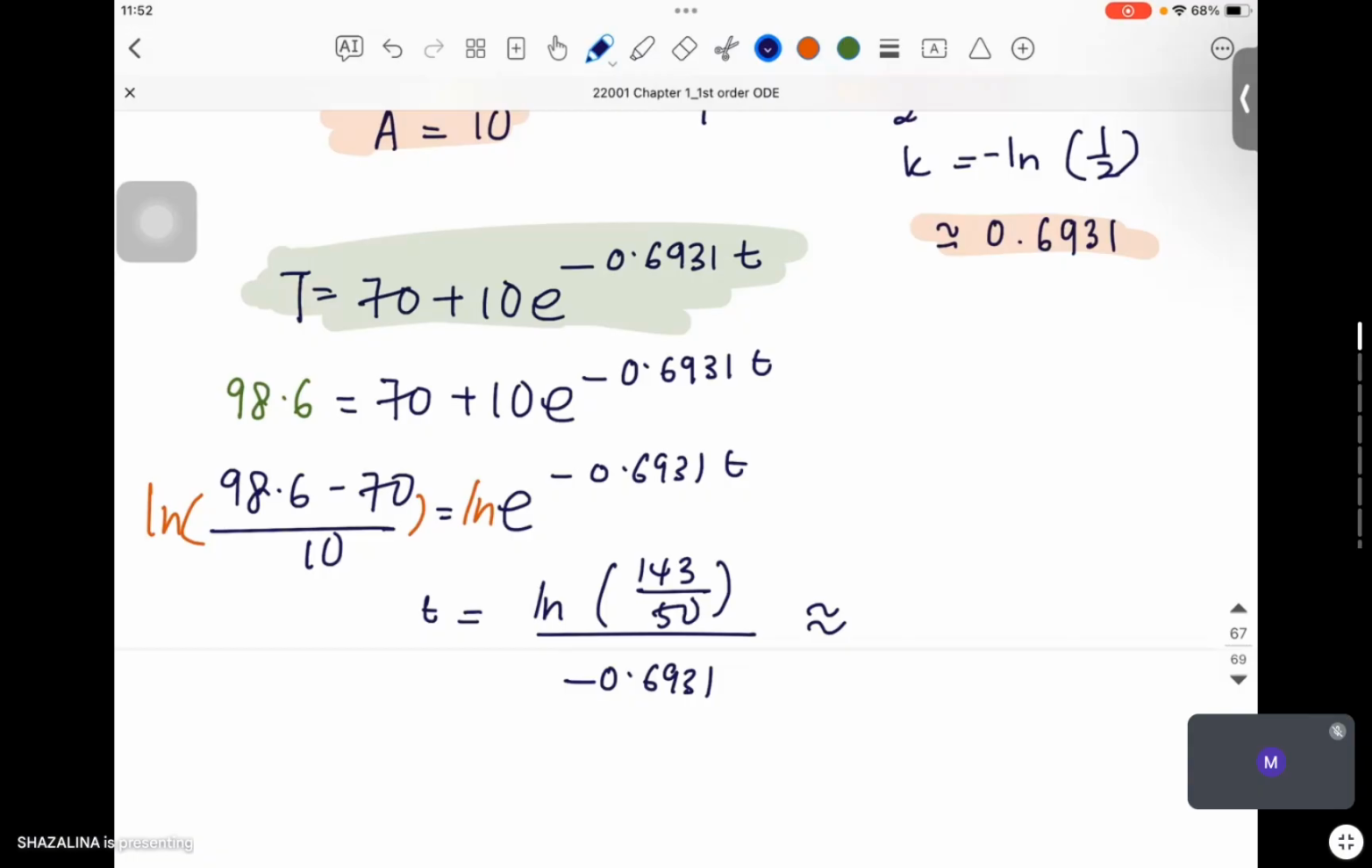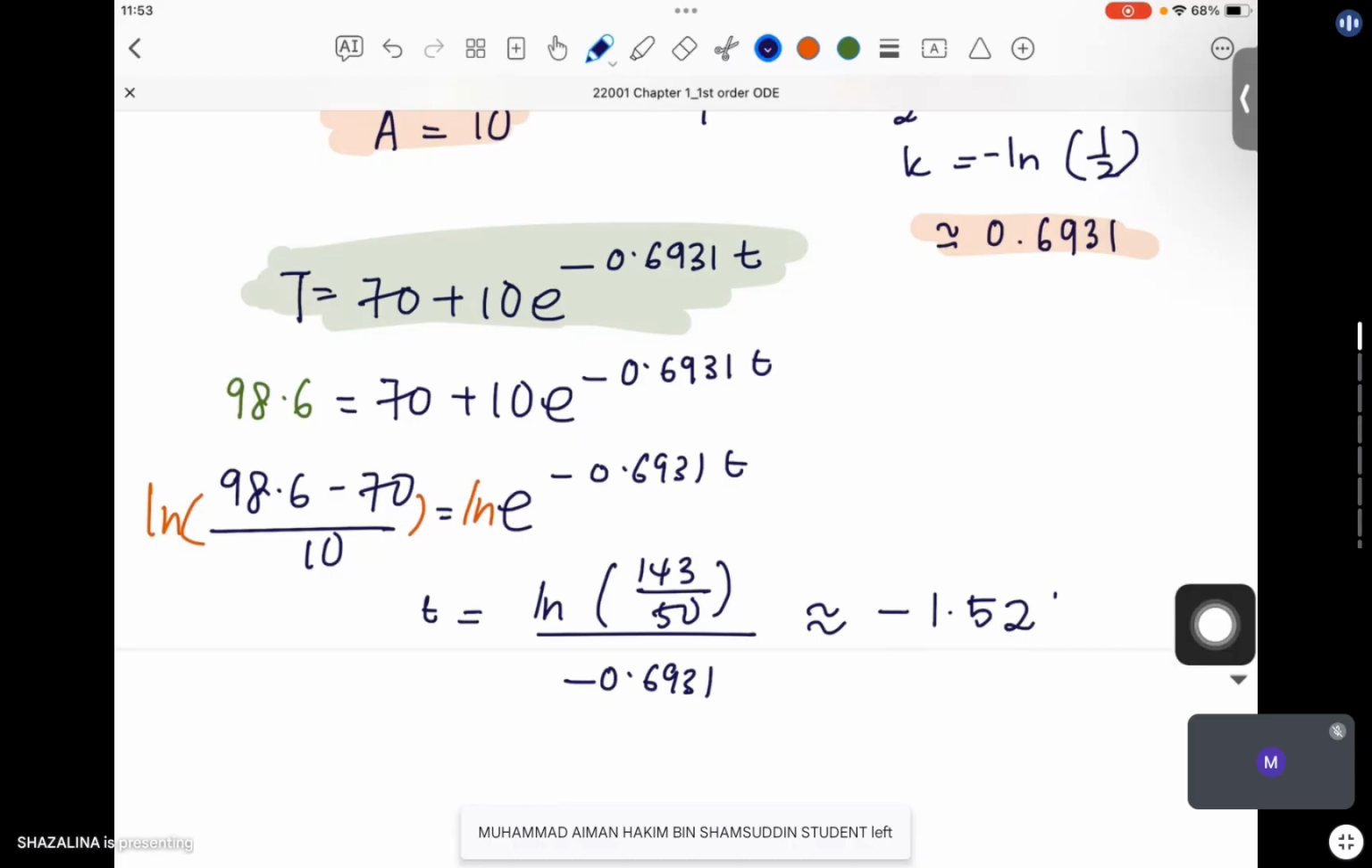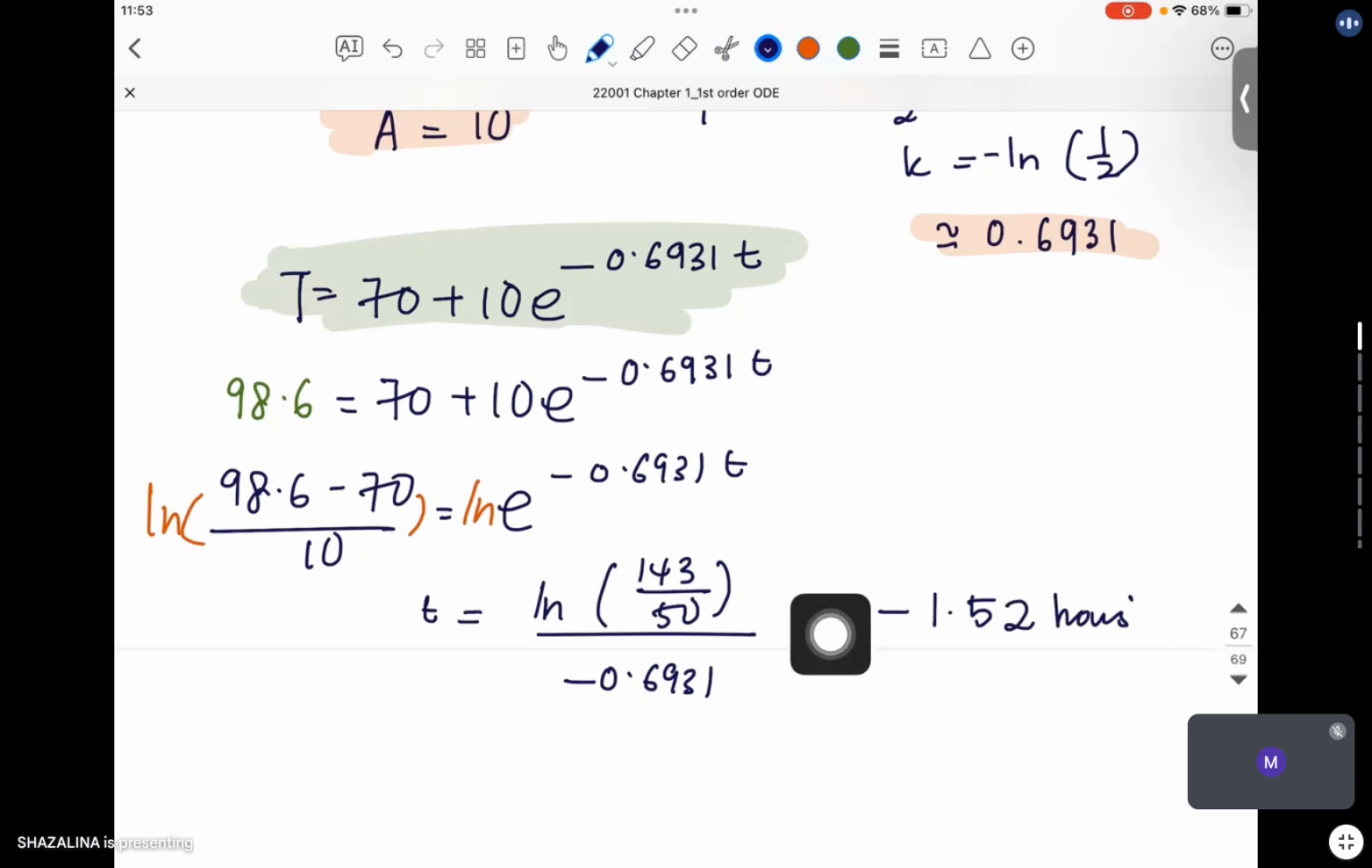Negative 1.52. Tak dengar. Negative 1.52? Boleh lah. k must be 4 decimal points, tapi untuk t 2 pun boleh, sebab nanti kita nak convert to hour and minute. So t here represents negative 1.52 hours. But this is not the answer yet. We need to change to hours and minutes and also AM, PM or noon.